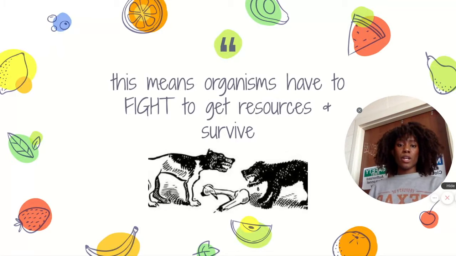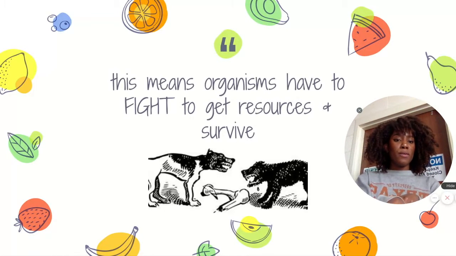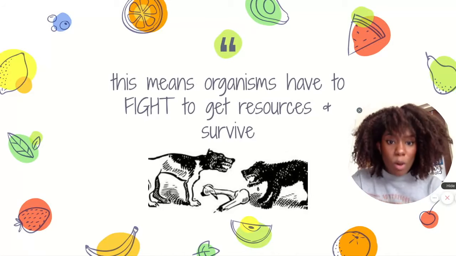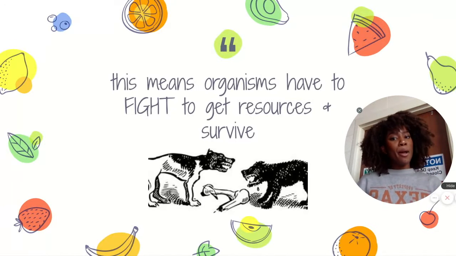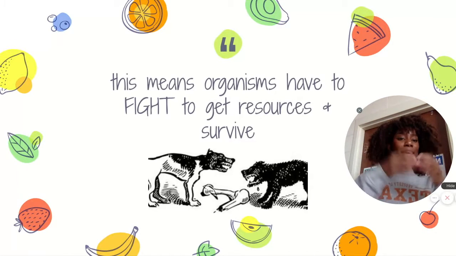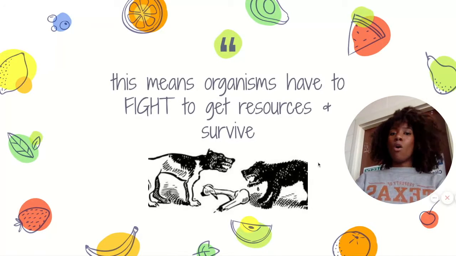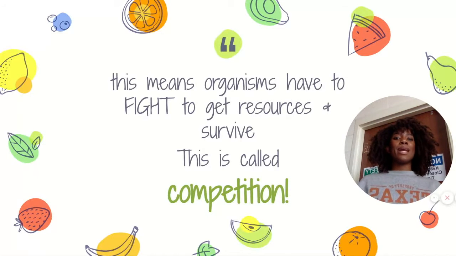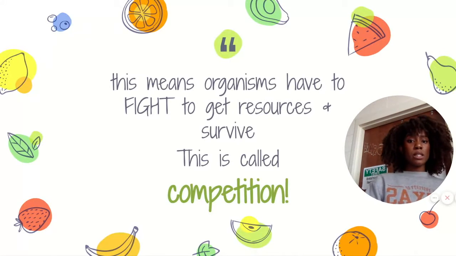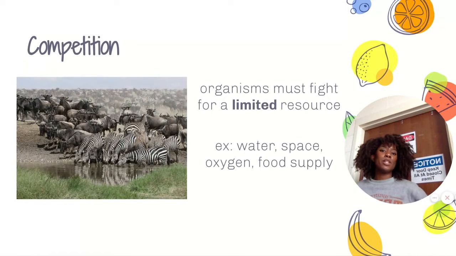So look at this picture right here. We see these two dogs. They're both baring their teeth. They look like they're about to fight over this bone, right? Because it looks like there's only one bone. Now, if there were a whole mountain of bones, would they fight? No, they wouldn't. But since the resource, the bone, is limited, there's very little of it, they're going to fight over it. And this happens all of the time, right? This is called competition. The word to compete means you're fighting for a limited resource of some sort. Okay, so organisms are fighting for a limited resource.